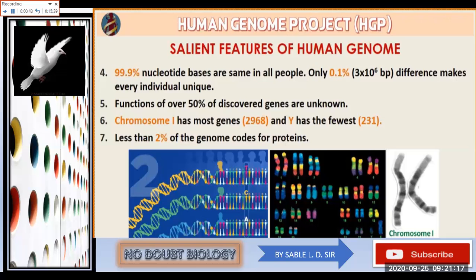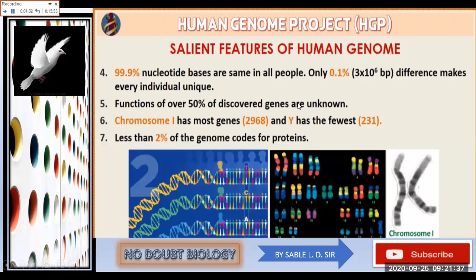So only a 0.1% chance is there for us to differ from each other with genetic characters. So that's why every individual is unique. So no similar human being exists. The functions of over 50% of the discovered genes are unknown.